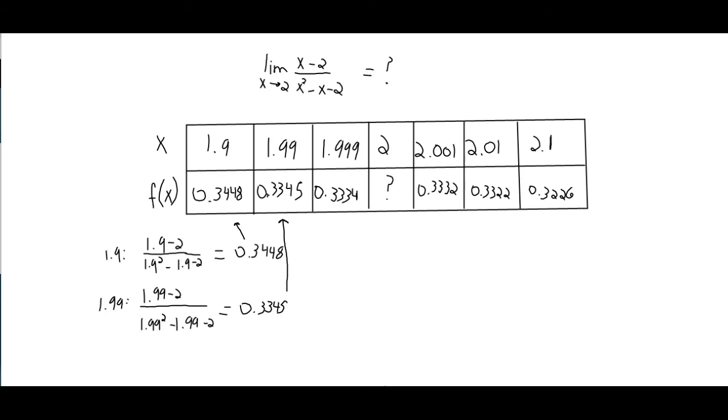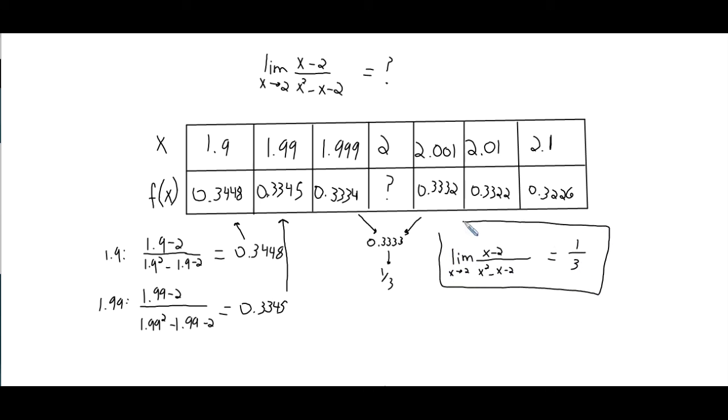As x is approaching 2 from the left, it's getting smaller towards 1/3, and then as x is approaching 2 from the right, it's getting greater and approaching 1/3. So, since both sides are approaching 1/3, that's our limit, 0.33333 repeating. We can say that the limit of x minus 2 over x squared minus x minus 2 as x approaches 2 is 1/3. And that's our answer. That's the table method. You see, it's kind of cumbersome, right? It's kind of a pain. There are easier ways to do it.